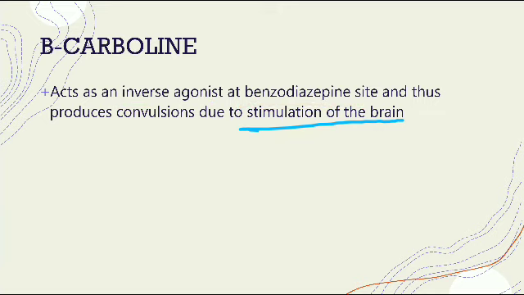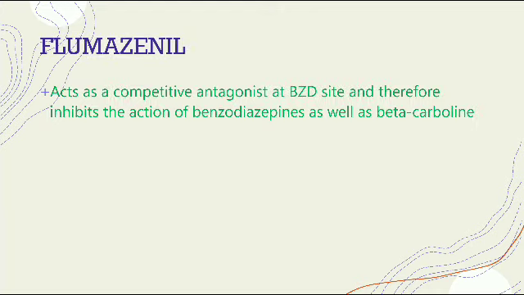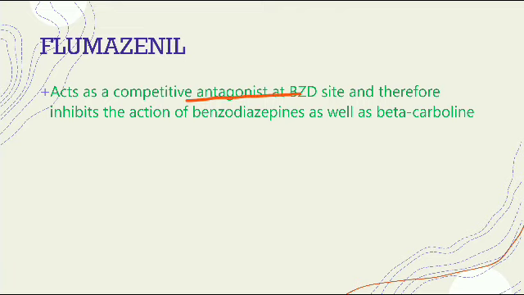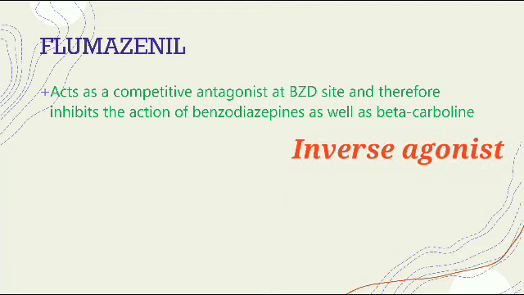Now let us move on to the last drug of today's lecture, that is flumazenil. So flumazenil acts as a competitive antagonist at benzodiazepine site. Now what does it do? It actually inhibits the actions of benzodiazepines as well as beta-carboline. Why? Because it is an antagonist, hence it is inhibiting the action of benzodiazepines. But why beta-carboline? Because if you remember in the previous slide we said that beta-carboline is actually an inverse agonist at the benzodiazepine site, so beta-carboline will also be inhibited by flumazenil.